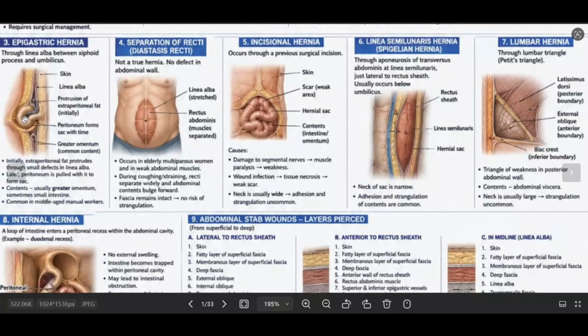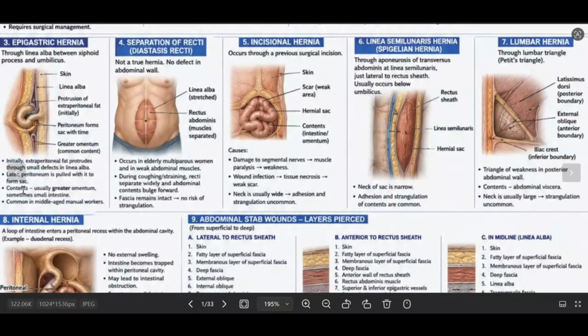Now what is the mechanism? Initially, extraperitoneal fat protrudes through small defects in the linea alba. But over time the fat pulls the peritoneum with it, and it forms a true hernial sac. So the progression is like that: first extraperitoneal fat, then a small defect, it protrudes, then the peritoneal sac forms, and eventually the greater omentum usually enters here.